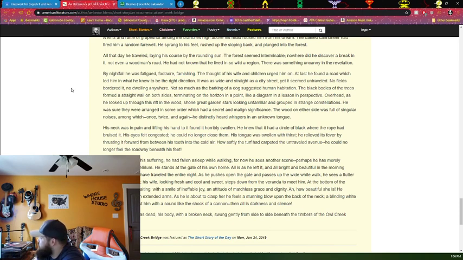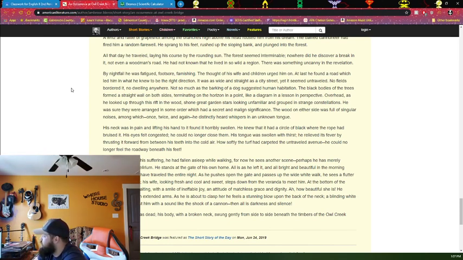He knew that it had a circle of black where the rope had bruised it. His eyes felt congested. He could no longer close them. His tongue was swollen with thirst. He relieved its fever by thrusting it forward from between his teeth into the cold air. How softly the turf had carpeted the untraveled avenue. He could no longer feel the roadway beneath his feet. Doubtless, despite his suffering, he had fallen asleep while waking.